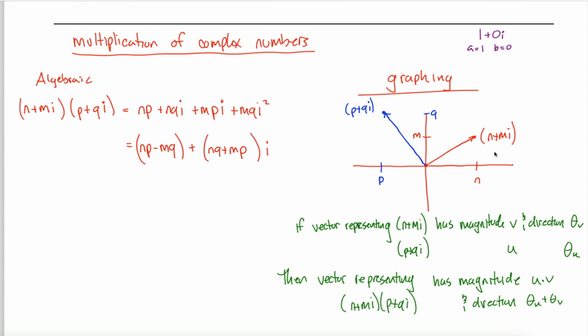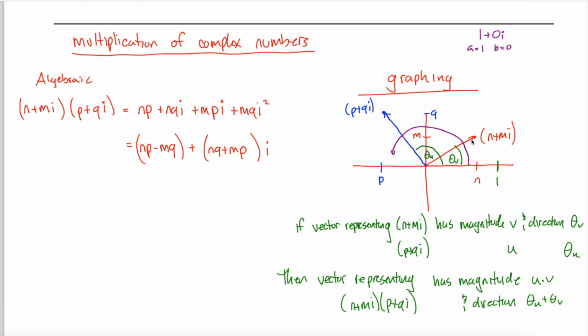What I'm saying is if we throw a 1 right here just to scale stuff, then theta sub v would be this angle, and theta sub u would be this angle. What's this one, like 40 degrees maybe? And maybe this is 130 degrees. If I take 40 plus 130, I'd get 170. That 170 degrees, so roughly this, would define the direction of the vector representing the complex number that's the product of these two complex numbers.